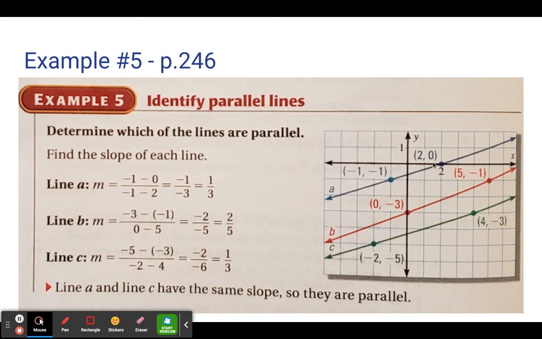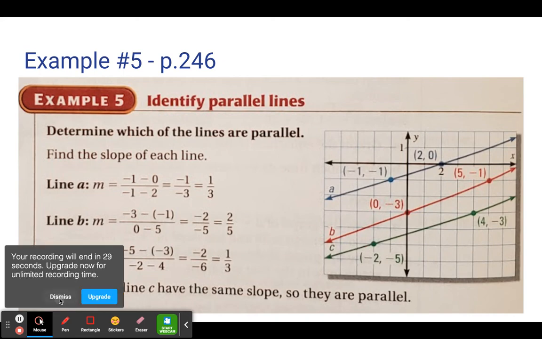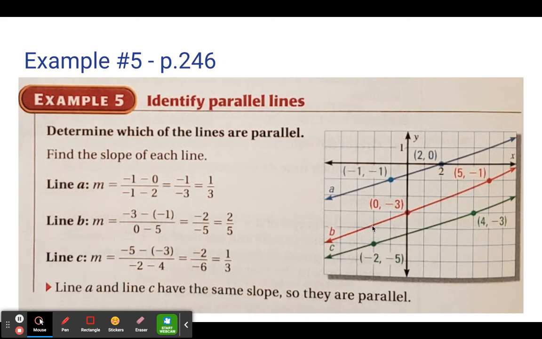We can find the slope given these 2 points. We can also just count up. So rise 1, run 3. So that's a slope of 1/3. Here we got rise 2, run 1, 2, 3, 4, 5. So 2/5. And here we have rise 2, 1, 2, 3, 4, 5, 6. So this is a rise of 2, run of 6.